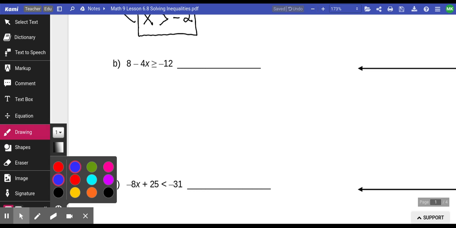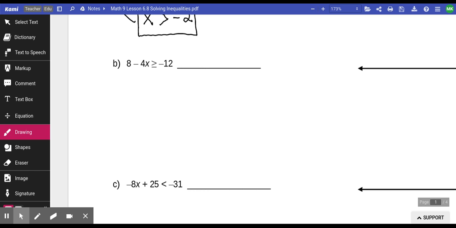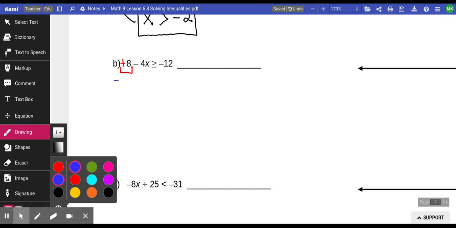To solve this, I'm going to move things from one side to the other. So I have this x here. Ideally, I want to move things to the other side of the inequality. So the first thing I'm going to move is anything that's further away. So this right here is an invisible plus 8. The opposite of plusing 8 would be minusing 8. So I'm going to minus 8 from both sides. That leaves me with negative 4x is greater than or equal to, and then negative 12 minus 8 is negative 20.